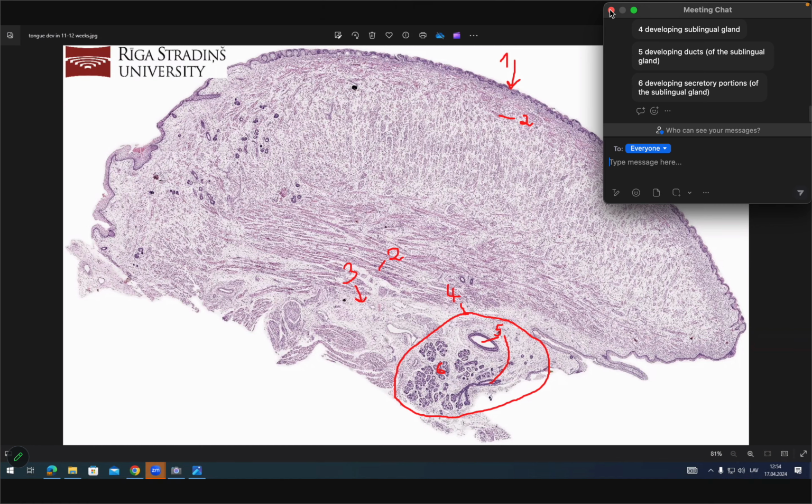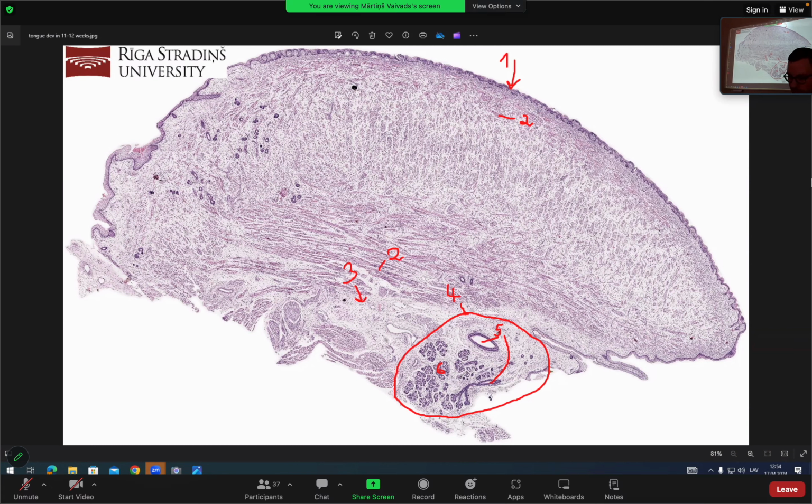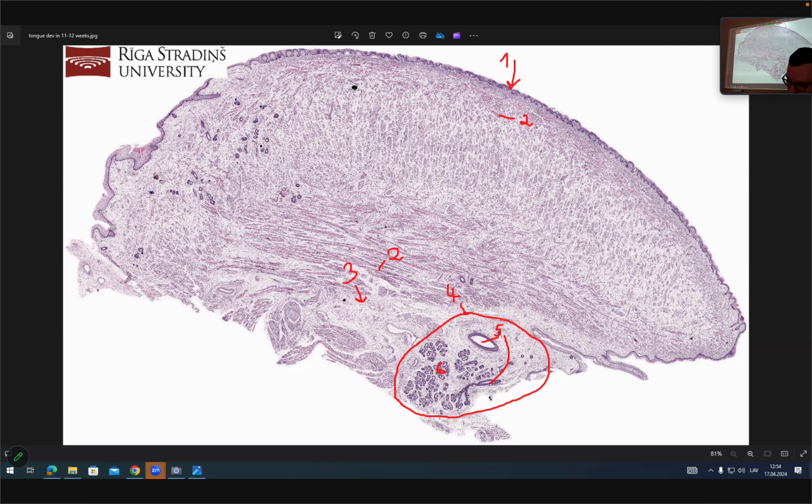Maybe it's a bit difficult to see because the computer is in front, but there are small secretory portions appearing. So in 11, 12 weeks, the gland is much more developed. Then in your e-studies, if it says main excretory duct, you can just write developing ducts of the sublingual gland. That also works as a valid answer. It's not always necessary to distinguish which type of duct. It's not always possible. If you just say developing ducts of the sublingual gland, it's a fully valid answer.